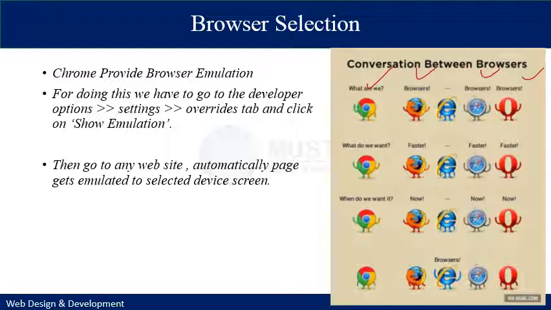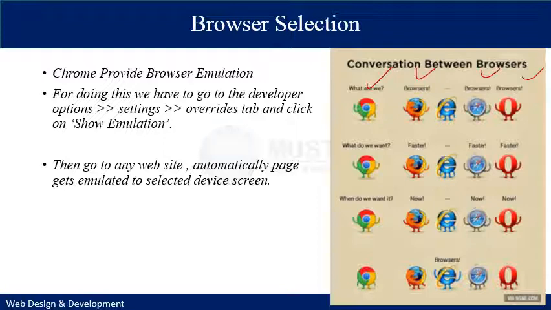Simply you can right click on the web page and go to the inspect element option, and then you can select the small box at the top which shows you the device emulation, and you can test your website in any of the desired screen. That will help you to visualize how your web content will be displayed in each of the devices.